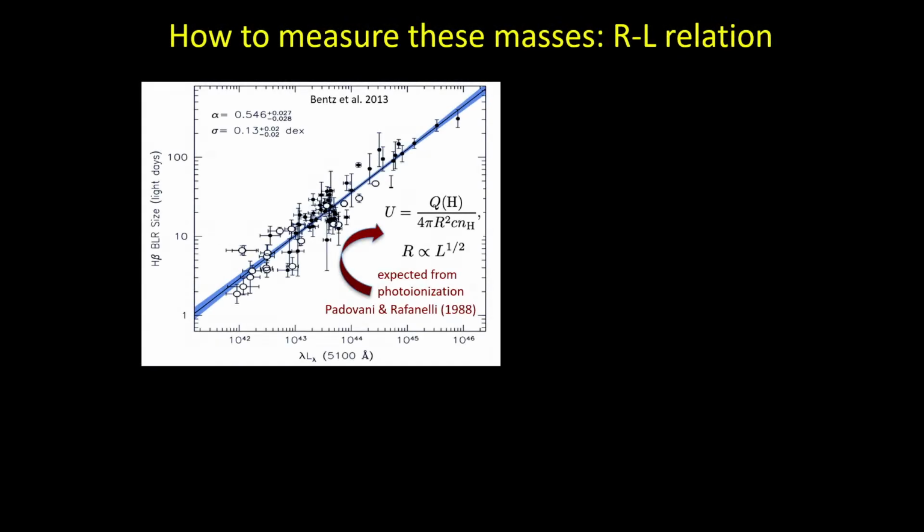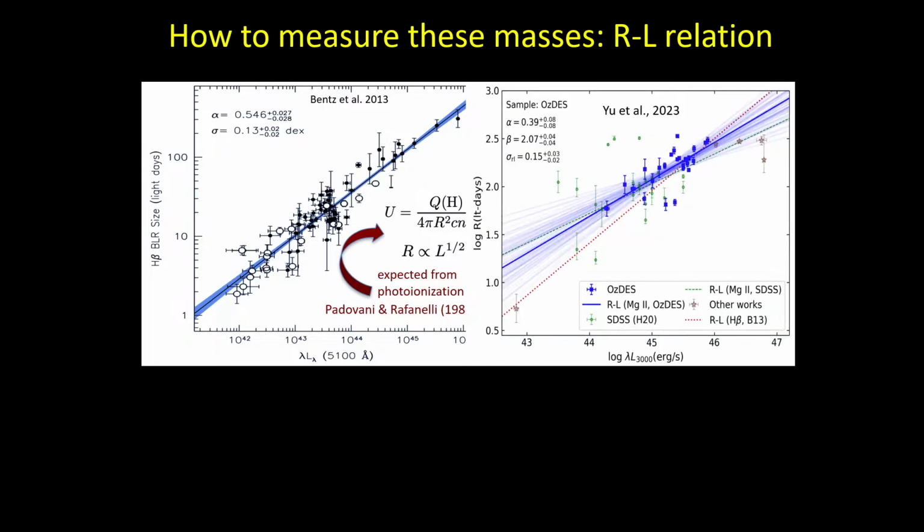One of the key achievements of this reverberation mapping method is to provide this single epoch scaling relation. So, BLR size is strongly correlated with the luminosity, and this relation is used to measure the black hole masses of all these objects that I showed, SDSS objects or JWST based measurements. Here this correlation is very strong with a 0.546 slope, and this is a classical relation from 2013.